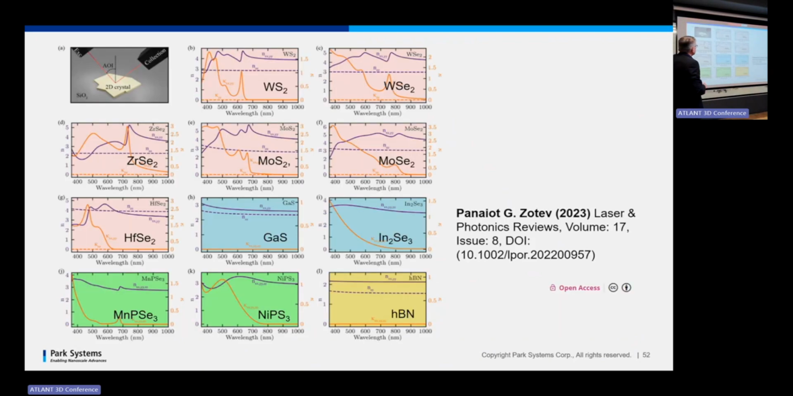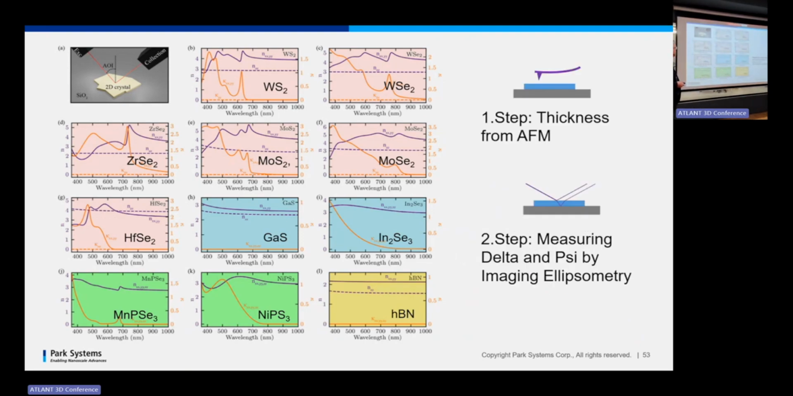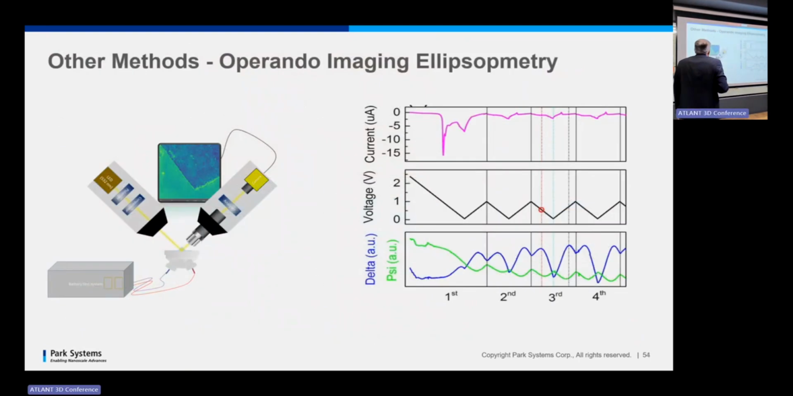2D materials, as I mentioned, are characterized frequently. This is a very nice paper from the Heriot-Watt University in Scotland, together with Sheffield University, I should say. They characterized a number of 2D materials, and what they did, they measured the thickness with an AFM, and in the second step, they used the ellipsometer to calculate the optical properties for these very thin films.